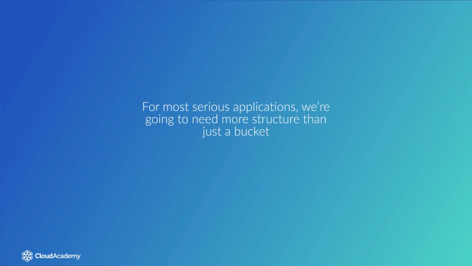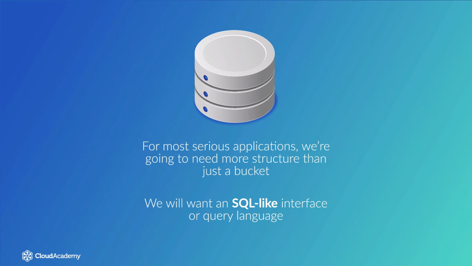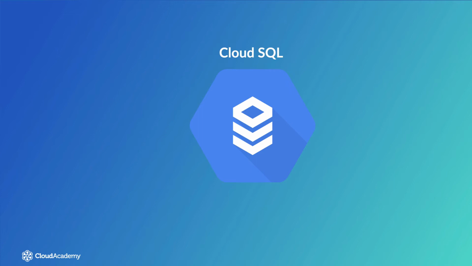Now, for most applications, though, we're going to need some structure to our data. We need more than just a bucket. We want to run SQL-like queries. We want an SQL-like interface or some sort of query language. We want a proper database solution. And for that, GCP offers 5 distinct products again. So let's start with the more popular offering, and that would be Cloud SQL. Cloud SQL is analogous to Amazon RDS.